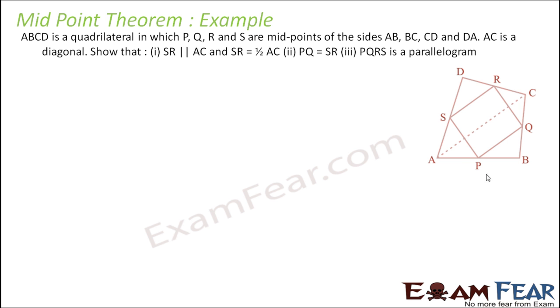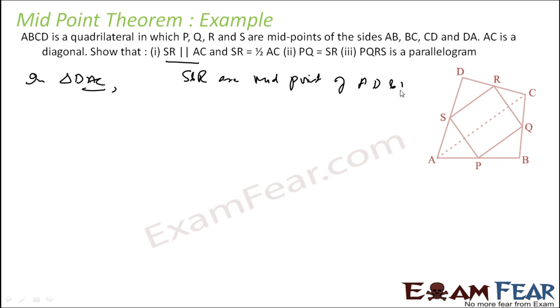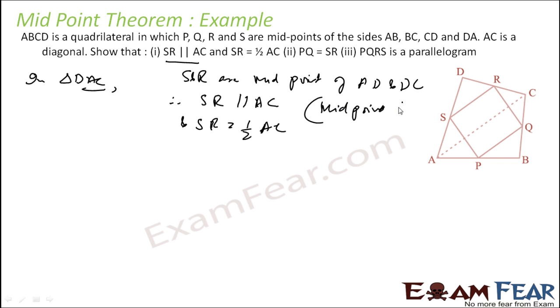So ABCD is a quadrilateral, and P, Q, R, S are the midpoints of the sides AB, BC, CD and DA. AC is the diagonal. We have to prove that SR is parallel to AC. That's pretty easy to prove, because if you see this triangle DAC, S and R are the midpoints of AD and DC. Therefore, SR will be parallel to AC and SR will be half of AC. That is the midpoint theorem. And that is what we have to prove.